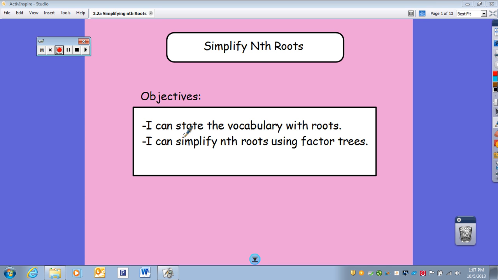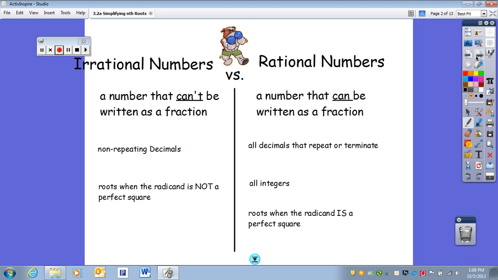In this lesson, we're going to simplify roots, which means square roots, cube roots, or fourth roots, and that's why we call it nth roots. So we're going to state the vocabulary as well as simplify using factor trees. So let's start by taking a look at some different numbers that we have.